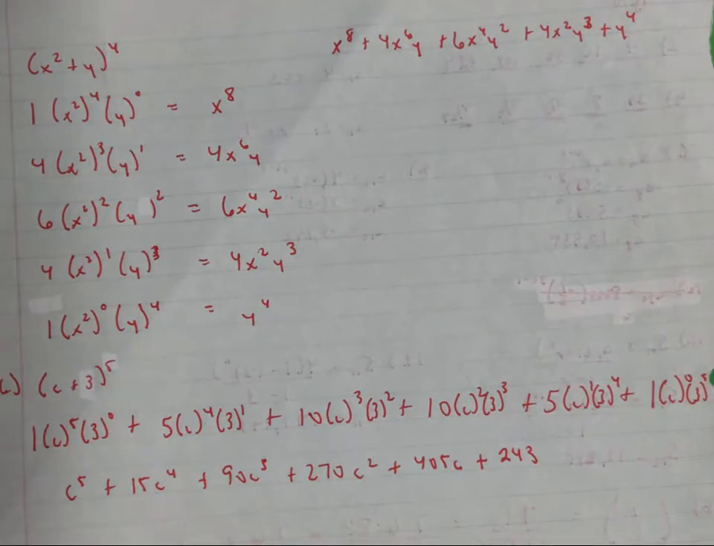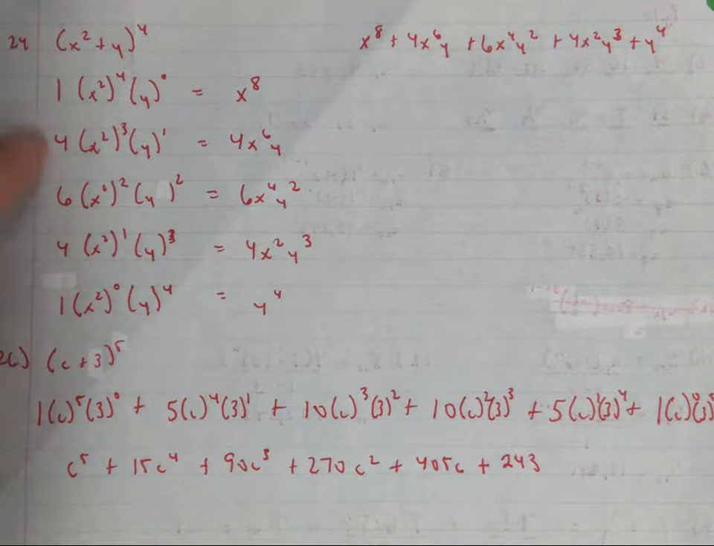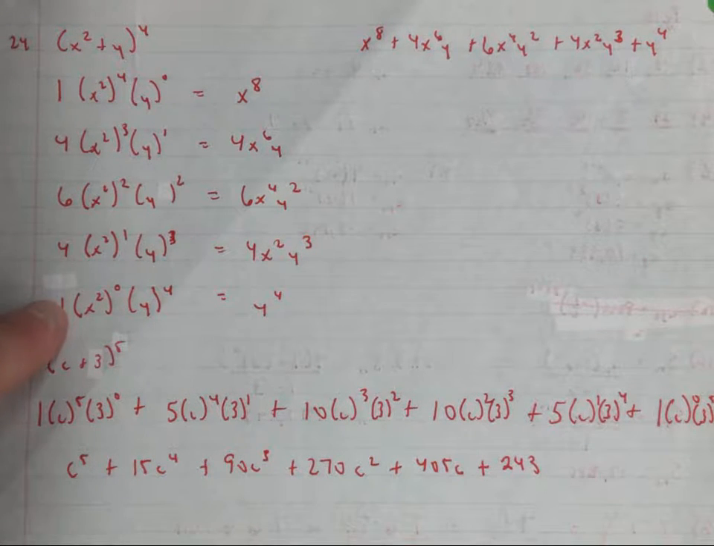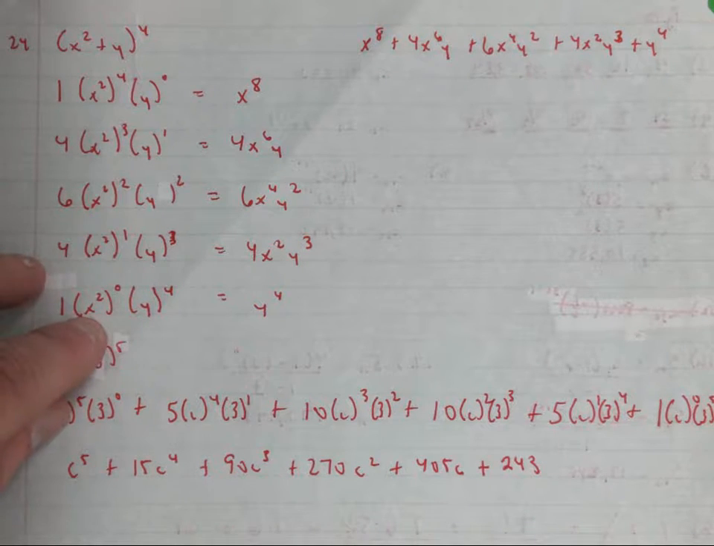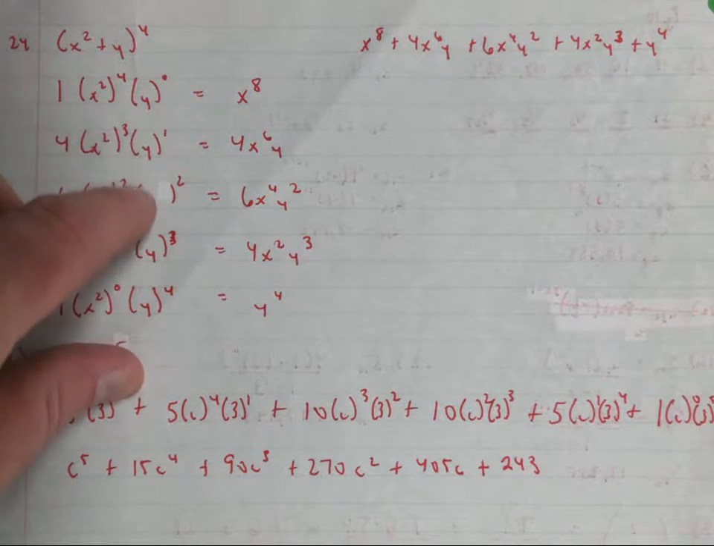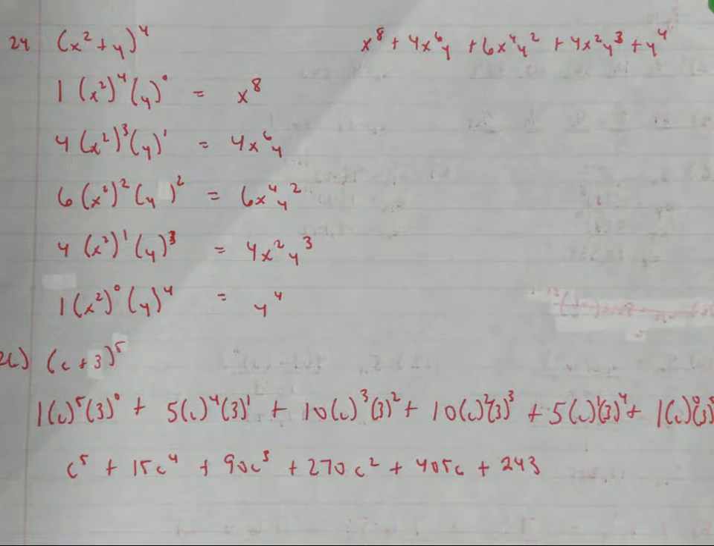So on this one right here, x squared plus y to the 4th. I wrote the numbers here, and then I did x squared all the way down, did 4, 3, 2, 1, 0. And then I took the y, 0, 1, 2, 3. So I don't mind whichever way works best for you, okay?